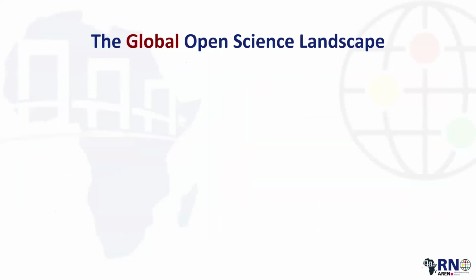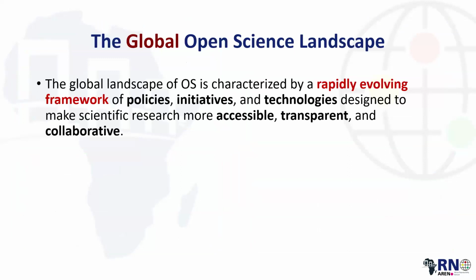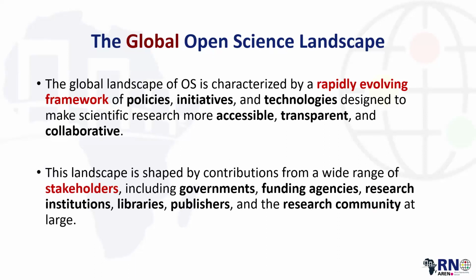Now, a lot has been happening globally since open science started. What has been happening is that this landscape is characterized by a rapidly evolving framework of policies, initiatives, and technologies that have been designed to make scientific research more accessible, transparent, and collaborative. And we have a lot of stakeholders contributing to it, including governments, funding agencies, research institutions, libraries, publishers, and the research community at large.